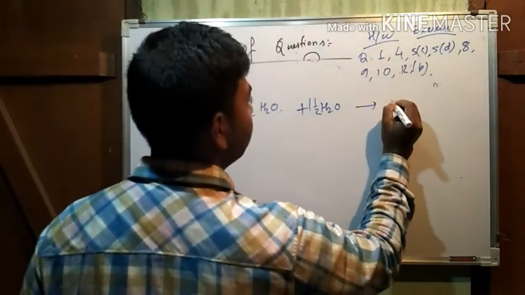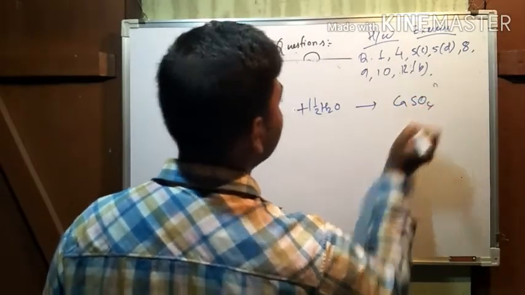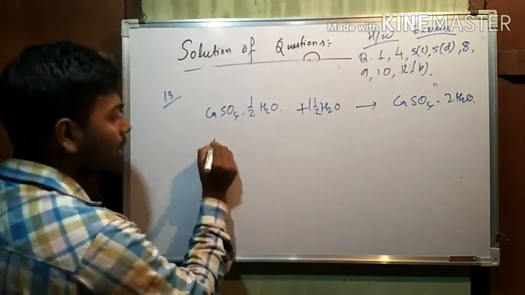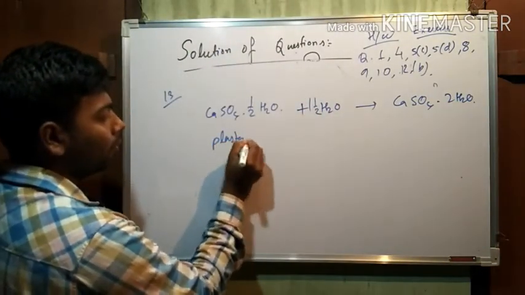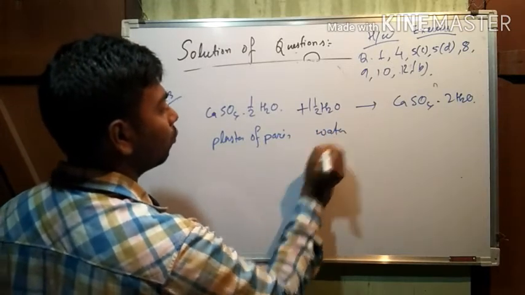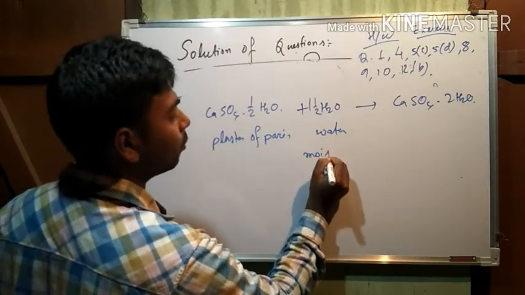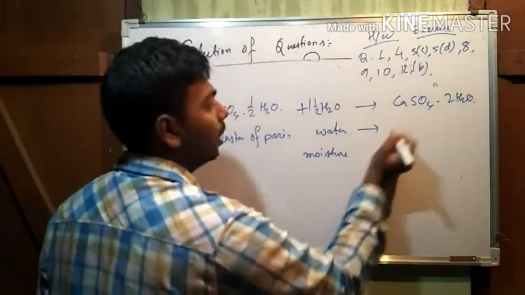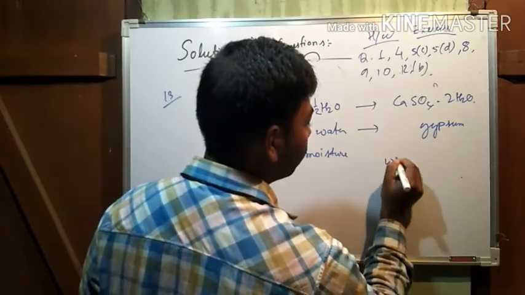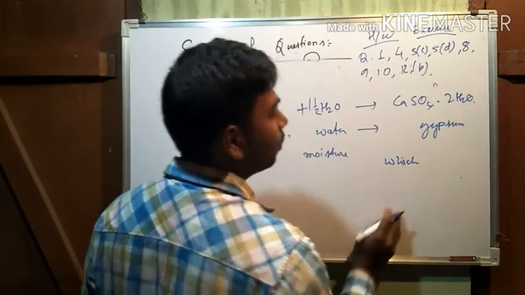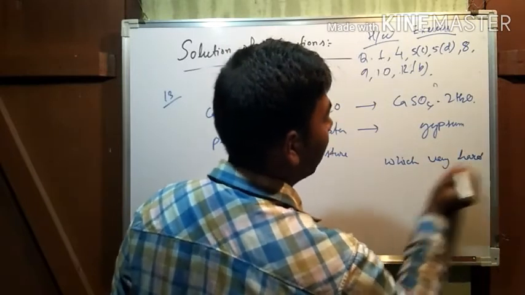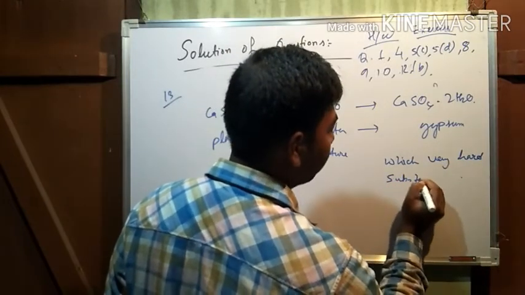Now see, when calcium sulfate hemihydrate, that means plaster of Paris, reacts with water, it produces gypsum. Gypsum has the formula calcium sulfate 2H2O. This one is plaster of Paris, this one is water, that means moisture, and this one is gypsum, which is a very hard substance.